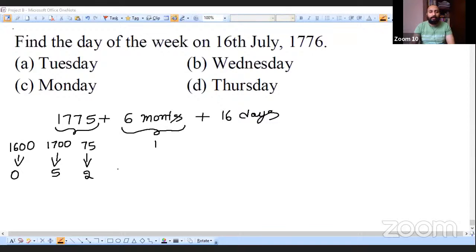You can see that these 6 months will give you 2 odd days. 6 months, 1 plus 1 plus 1 plus 1, like that. If you check, it will be 2 odd days. And in this, 16 days are there. 16 days, how many odd days will it give?